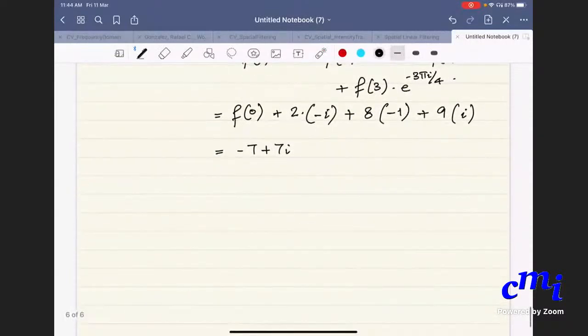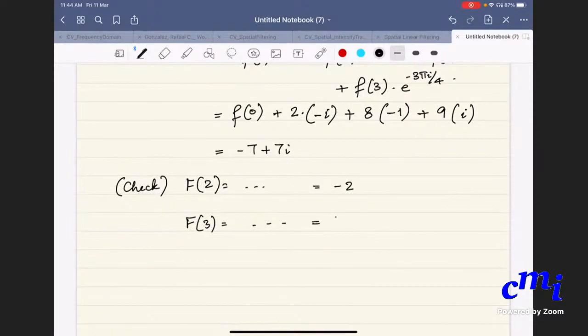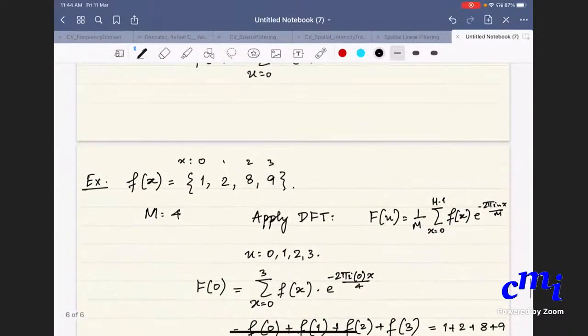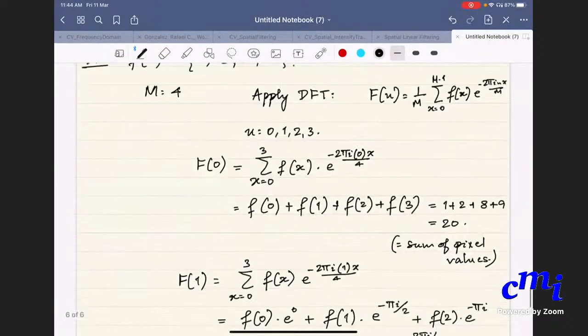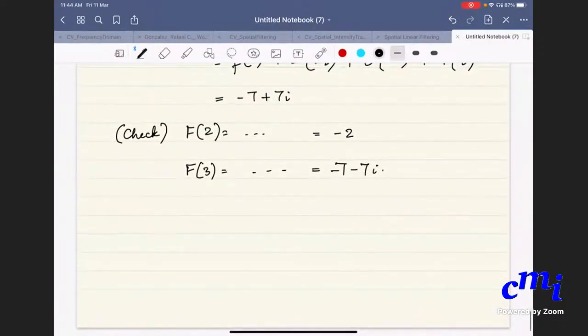So this is F(1), and I will leave calculating F(2) and F(3) to you. You can check that F(2) comes out to minus 2, and F(3) computes to minus 7 minus 7i. So this is the computation of the discrete Fourier transform for this small function f. Now we can compute the inverse of this, the inverse DFT.